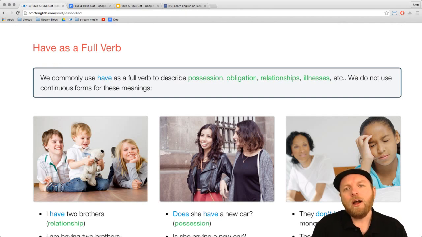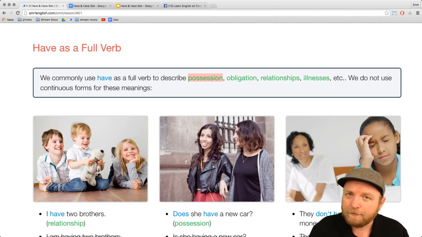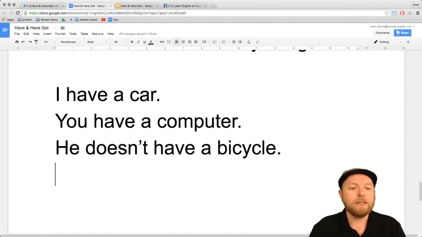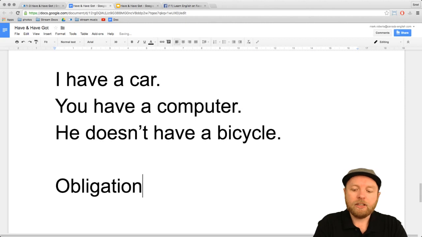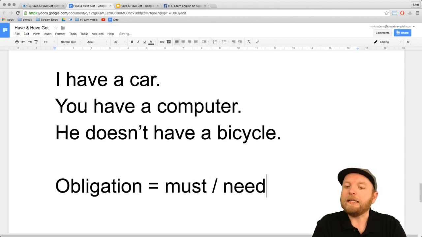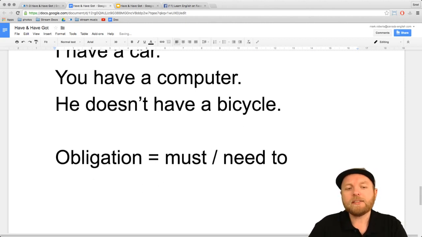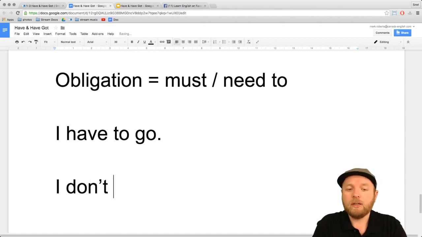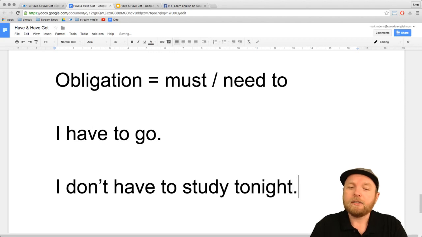So again, we're talking about when do we use have as a main verb. Well, we use have when we're talking about possession. We use have when we're talking about obligation, and I was talking about that, right? Obligation when you're talking about must or need to. So of course, this meaning, we say I have to. I have to go, right? Or no obligation. I don't have to study tonight.